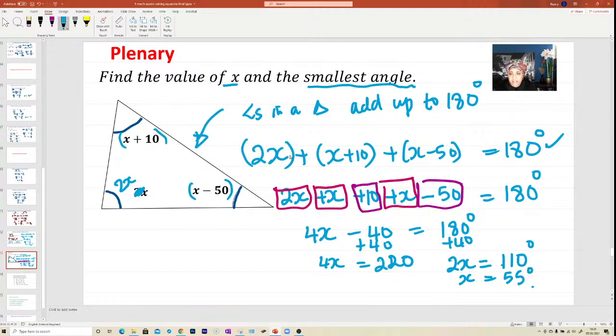Right, so that means this one here is going to be 2 times 55. This angle here is going to be 110. This one is going to be 55 take away 50, which is 5 degrees. And this one is going to be 55 plus 10, which is 65 degrees. Now you need to make sure you check, do they add up to 180 degrees? Well, 65 plus 5 is 70. 70 plus 110 is 180. So well done to all of you, you have done really well.